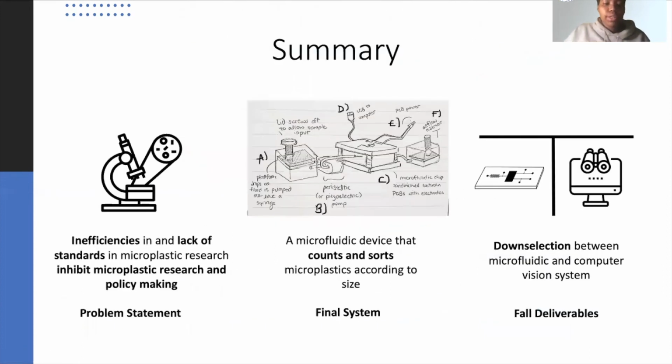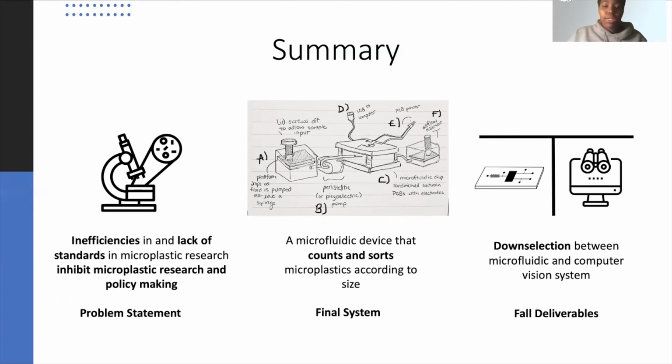And then in conclusion, our team has realized that there are inefficiencies in and a lack of standards in microplastic research, which inherently inhibits researchers when they're trying to do their research on microplastics because of the long times it takes for them to quantify microplastics. And then we see how this is a hindrance for policymaking as well. So our idea is to come up with a system that will count and sort microplastics.